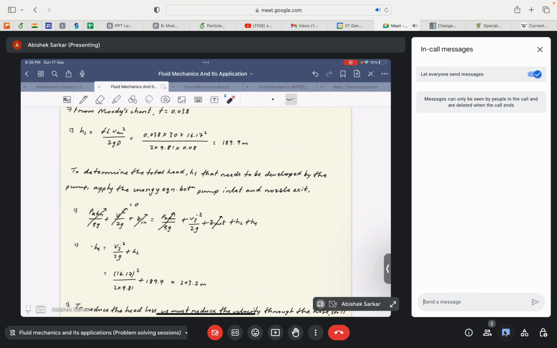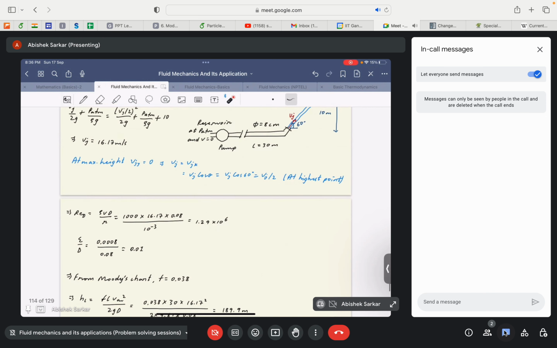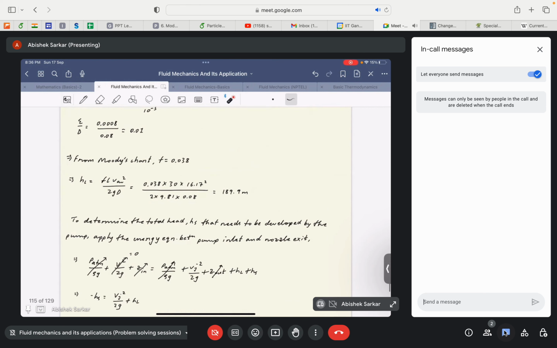So this is the additional head that needs to be applied in the flow field, so that the flow can reach this additional elevation of 10 meter. Okay, right.